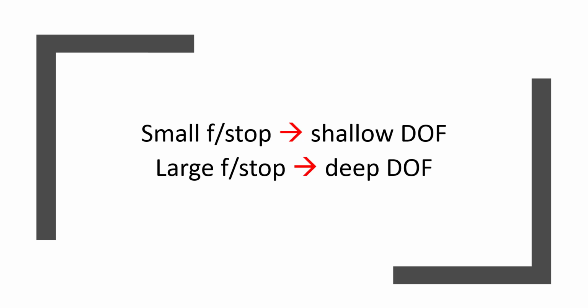The smaller the f-stop, the shallower the depth of field. The larger the f-stop, the deeper the depth of field.